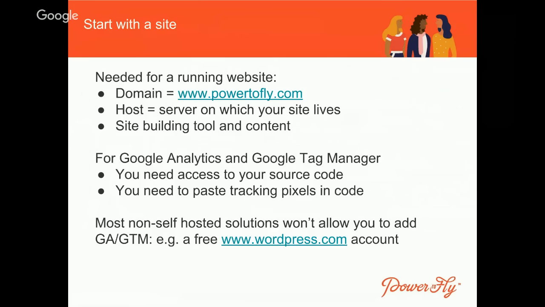And there are a lot of solutions out there, like a free WordPress account that is hosted on WordPress.com. So you can have a domain there, which is something like mysitewordpress.com. But unfortunately, the free accounts there won't allow you enough control over the source code of the page. So with such a solution, you won't be able to install those tracking pixels and connect Google Analytics and Google Tag Manager to your blog or your page.